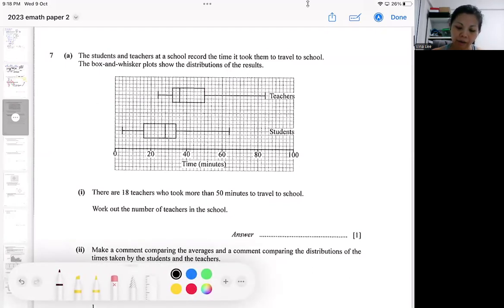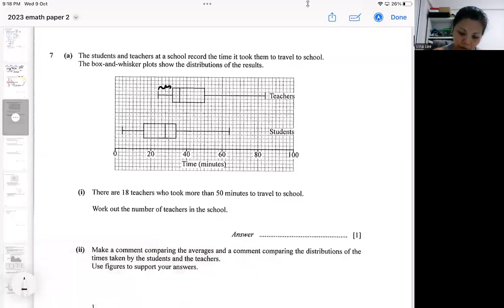So they kind of divide the whole data into 4 sections. This is one section, this is another section, this is another section, this is another section. You may feel that the sections are very uneven, but in actual fact, each section will contain 25% of the data. So why is that so?